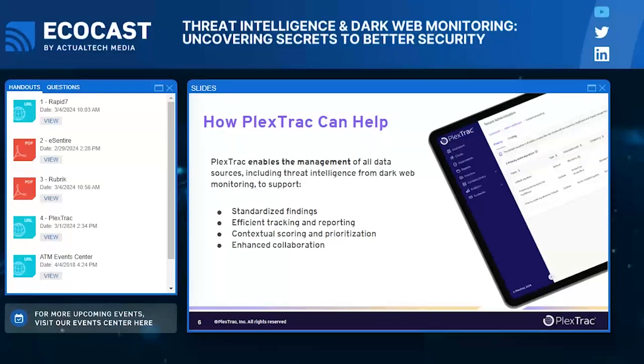You can make comments. You can have almost like a Google Doc experience within Plex Track itself, so teams can talk to each other and have everything in one place. That's the real value. As you're reporting on this stuff, as you're tracking it, you can work with your team at the same time.